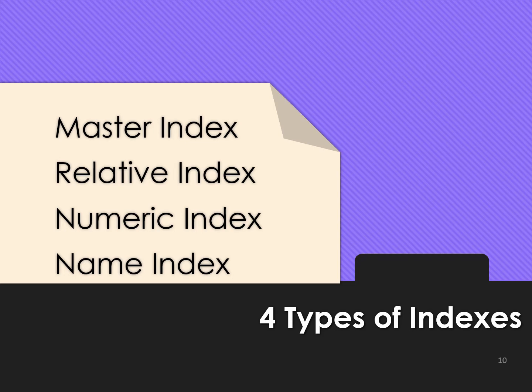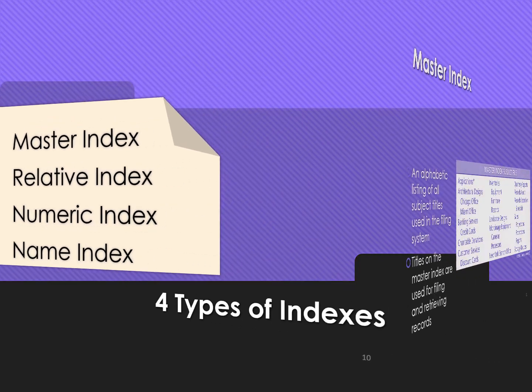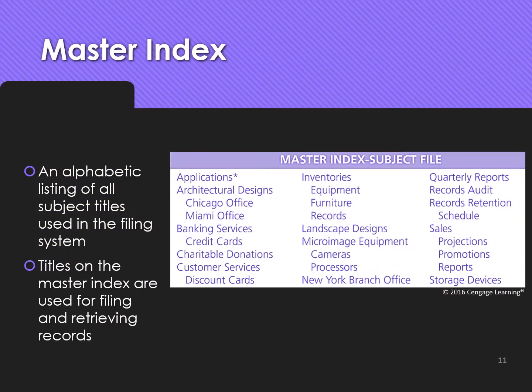There are four major types of indexes: a master index, a relative index, a numeric index, and a name index. A master index is an alphabetic listing of all the subject titles used in the filing system. Titles on the master index are used for filing and for retrieving. So you can see, for example, in this image that I may be looking for something about sales. I would see that sales was the major topic and then find my subtopic of reports below that to find the file. I may also do this in reverse if I was looking to file something or retrieve something.